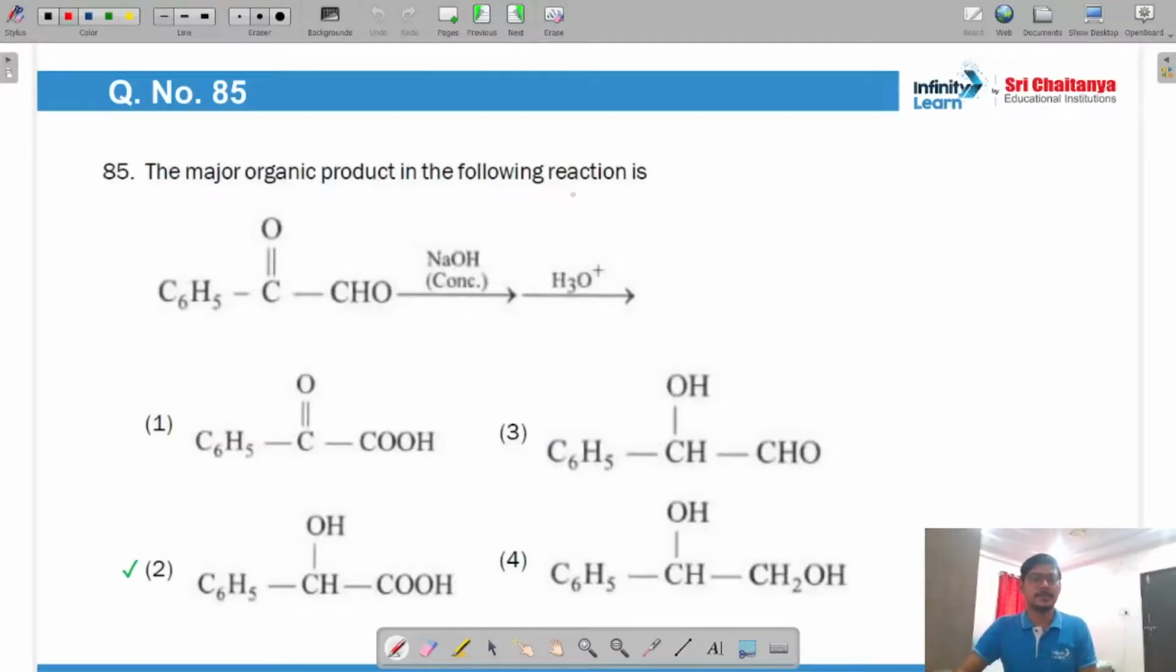The major organic product in this reaction: this is an intramolecular Cannizzaro reaction. Both carbonyl groups do not have alpha hydrogens, so this would undergo oxidation, this would undergo reduction, right? So this would be the product.